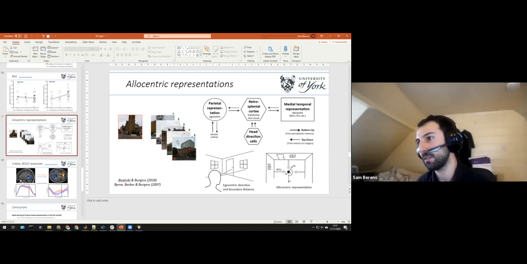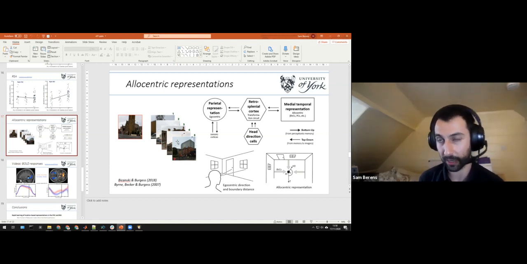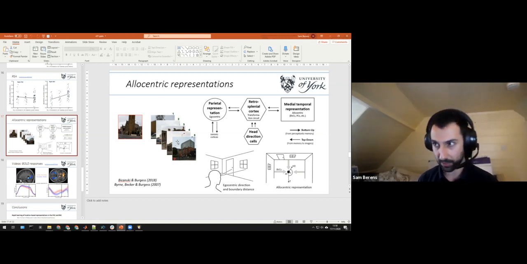The analyses that we ran, our main a priori hypothesis analyses, are not sensitive to egocentric representations. They're only sensitive to these viewpoint-independent representations. So we're only really sensitive to what we think is going on here, and maybe in the retrosplenial cortex, what's going on here.